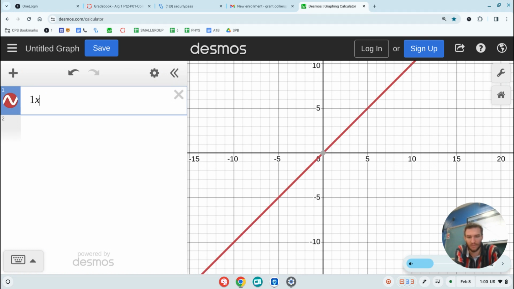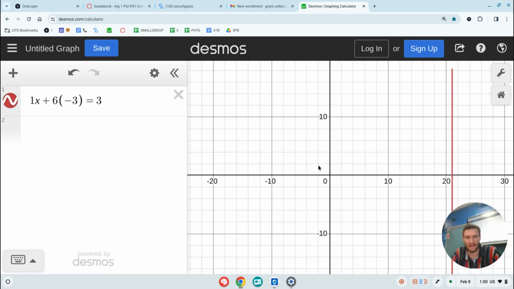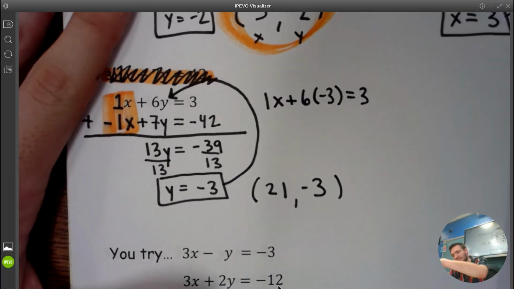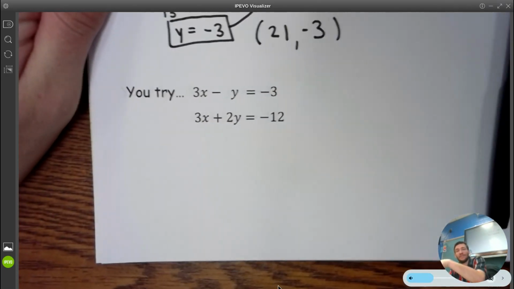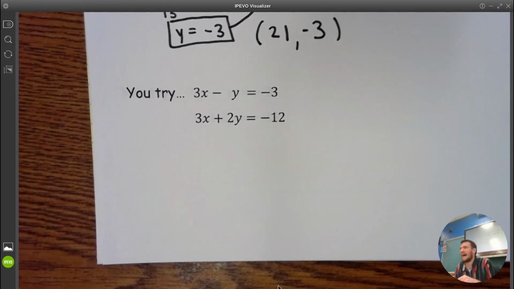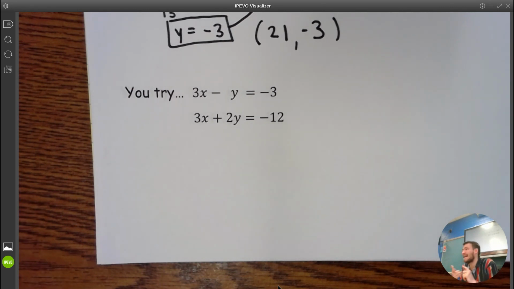Doing the notes and we're almost done. 1x plus 6 times negative 3 equals positive 3. Make sure you do a little zoom out. There it is. It's 21. All right, last question. Last question says you try. So there you go. I'll give you about a minute. I really expect you to be able to start, and really you should be able to find that first number. No problem. I'll worry about the bathroom pass after notes.